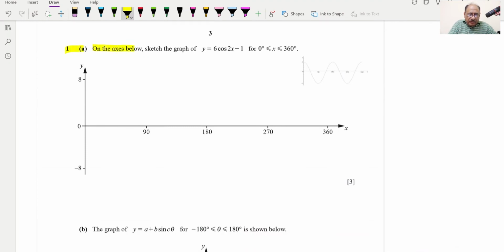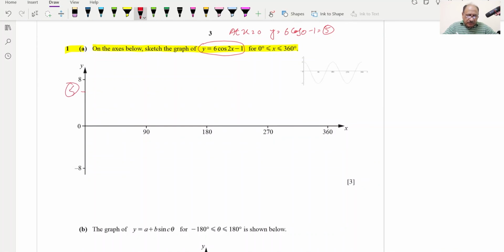Part A: on the axis below, sketch the graph of this equation from 0 to 360. If we replace x with 0, at x equal to 0, y will be equal to 6 cos 0 minus 1. Cos 0 is 1, so it will be 6 minus 1, which is equal to 5. So we can take the point 5 over here.